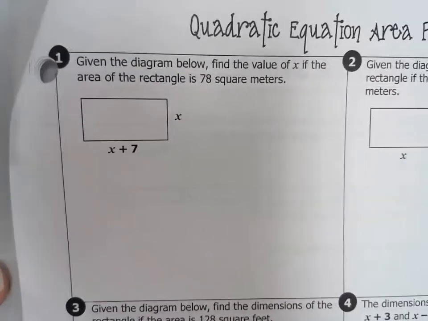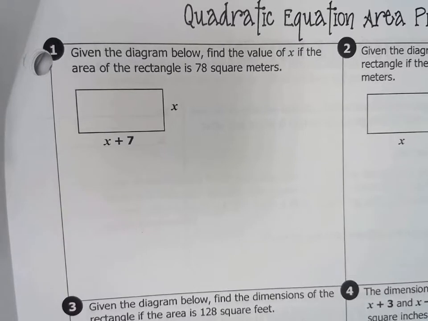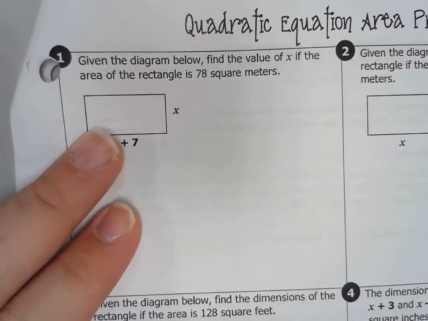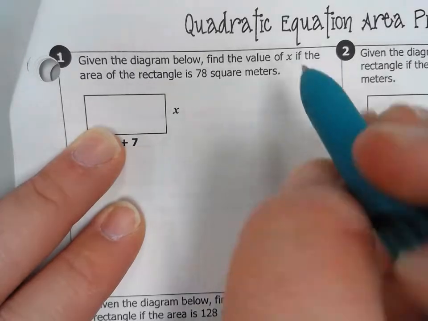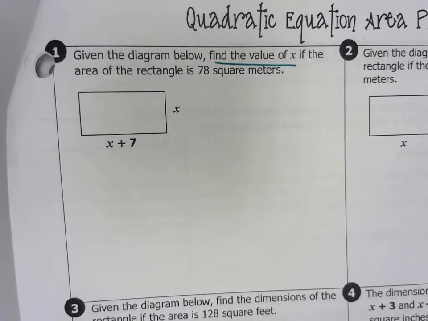So we're going to go ahead and look at number 1. Given the diagram below, find the value of x if the area of the rectangle is 78 square meters. The first thing I always look for, anytime I do a story problem, we haven't done story problems for a while, what do I always look for first? Whenever I read a story problem, what do I always look for first? What are they asking for? I want to find the value of x. I just kind of underline that. So that helps you at the end tell you if you've answered the question. I need to know what is the value of x.